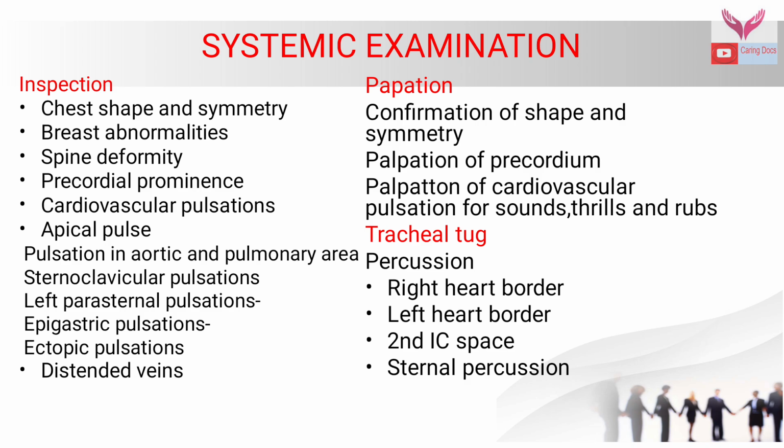We have to check for the chest shape and symmetry, whether there is any breast abnormalities, any spine deformities, whether there is any precordial prominence, cardiovascular pulsation, apical pulsation, pulsation in the aortic and pulmonary area, sternoclavicular pulsation, left parasternal pulsation, epigastric pulsation, ectopic pulsation, whether there are any distended veins or not.